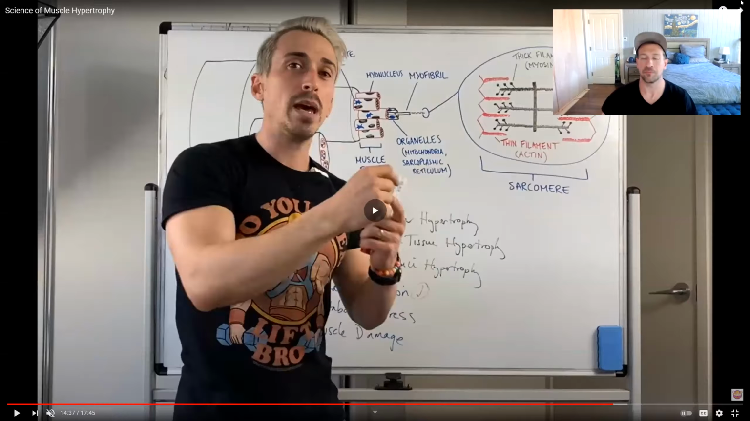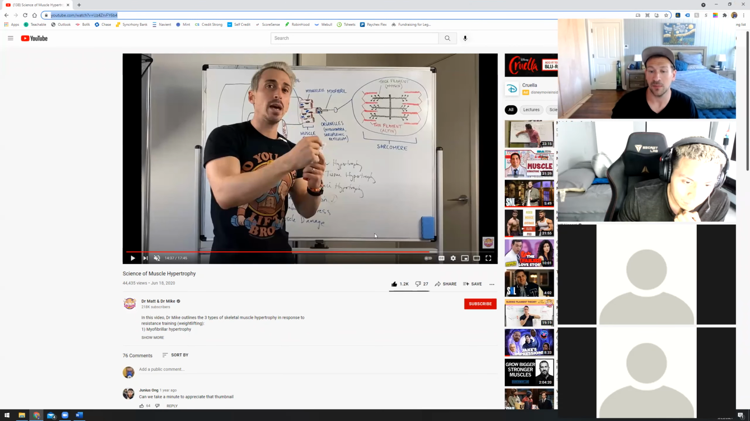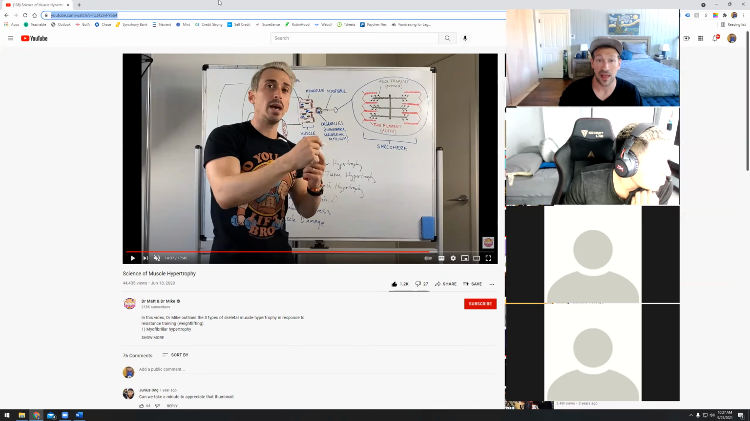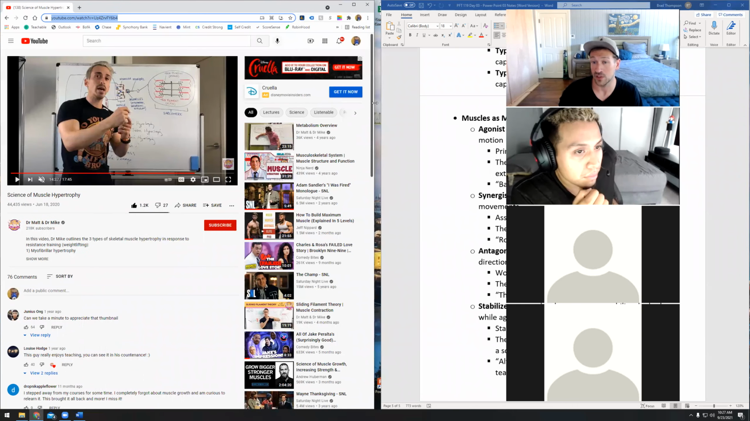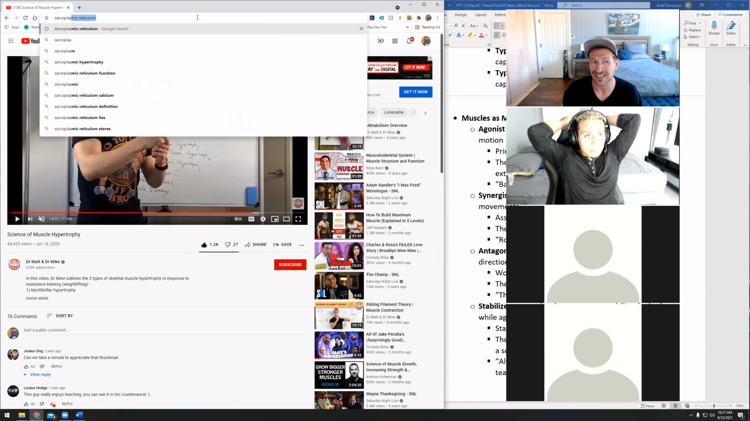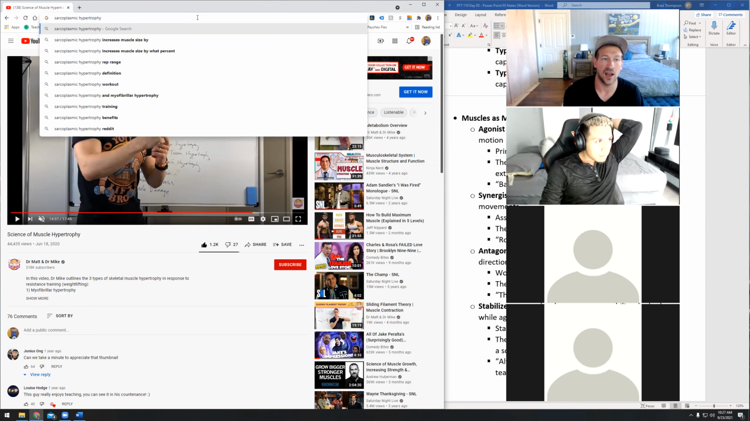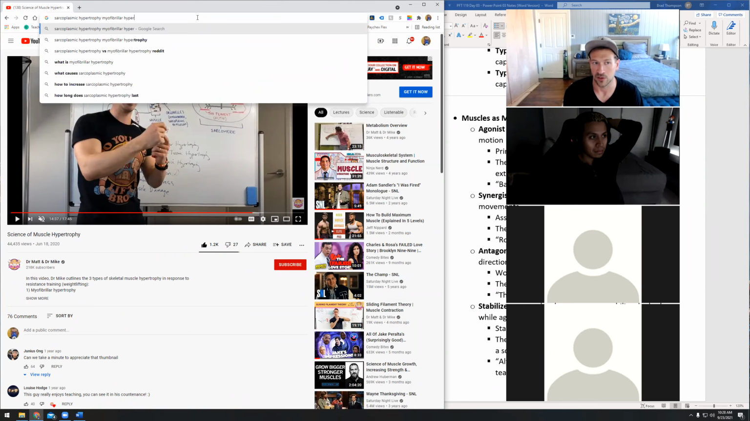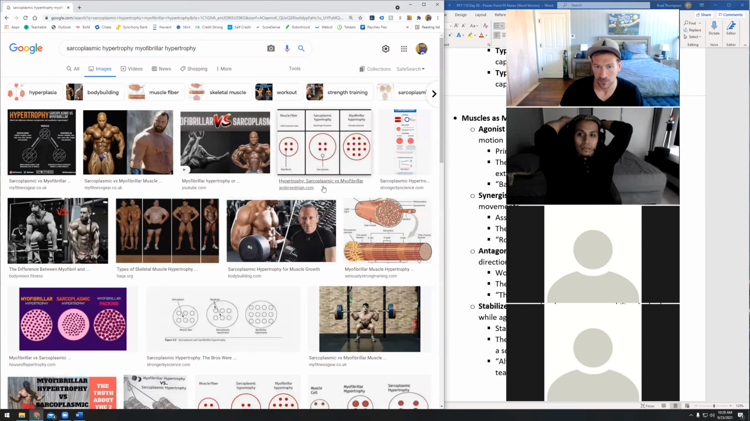What he'll talk about, and I'll just mention this briefly, is drawing more fluid into the muscle to make it bigger that way. That is one way to grow muscles. But the other way is to make more proteins within the muscles. So you'll see the difference between what is called sarcoplasmic hypertrophy. Hypertrophy is muscle growth, by the way. And then you will see myofibrillar hypertrophy. They look a little bit different from one another.